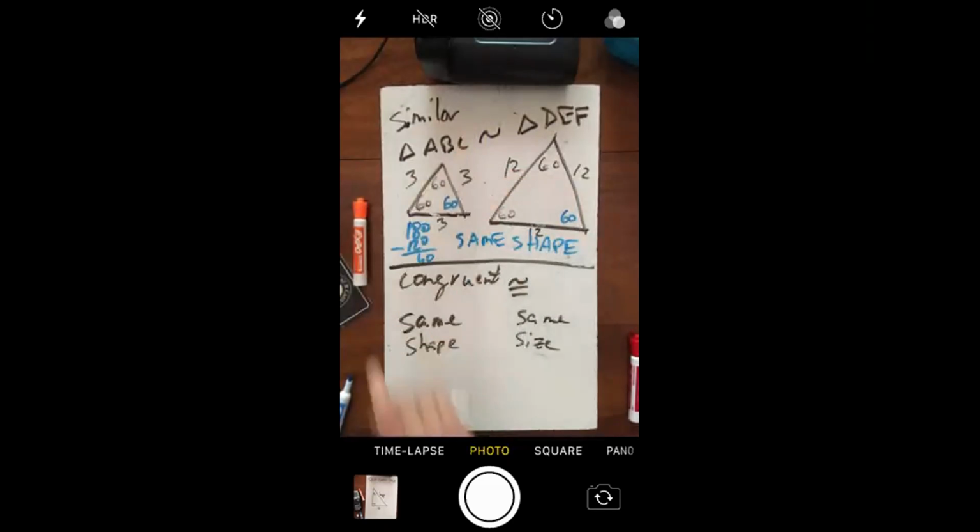So that's similar triangles. On the other hand, congruent triangles, not only are they the same shape, meaning they have the same angles, but now they have to be the exact same size as well.